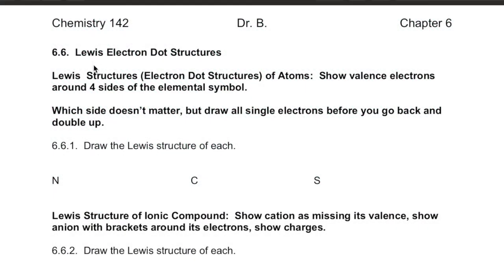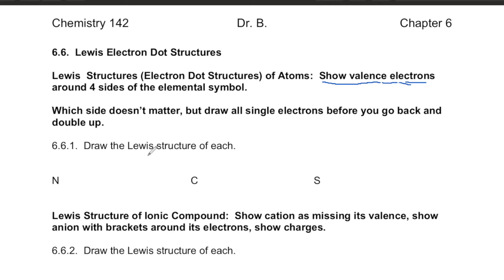So Lewis structures are a way to draw out compounds showing what's happening with their valence electrons, their outermost electrons. I've seen them called Lewis structures or electron dot structures if you want to be more descriptive about what you're doing here. And what you are doing is showing the valence electrons.